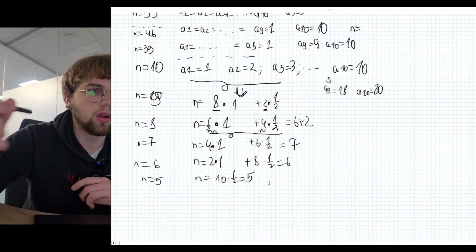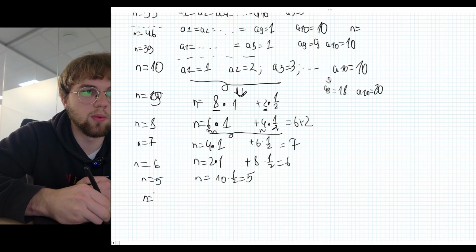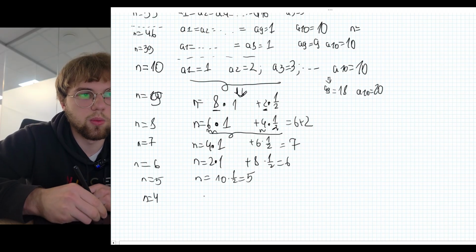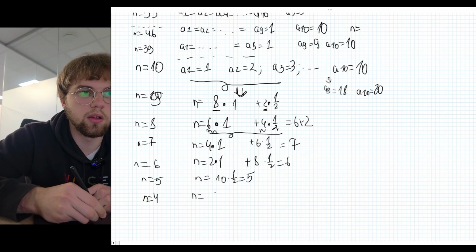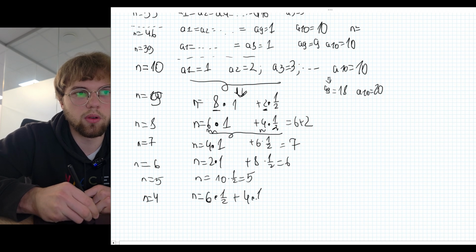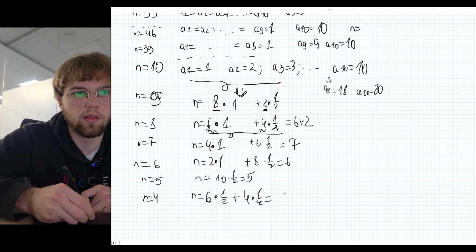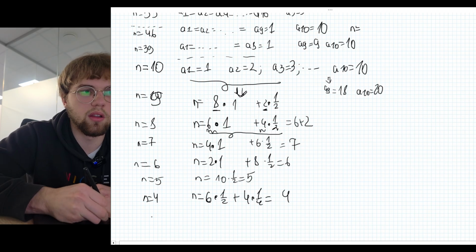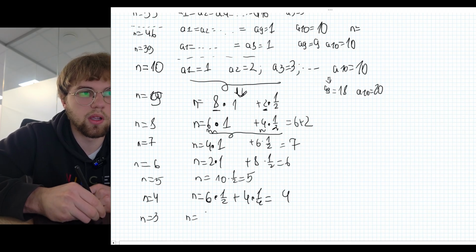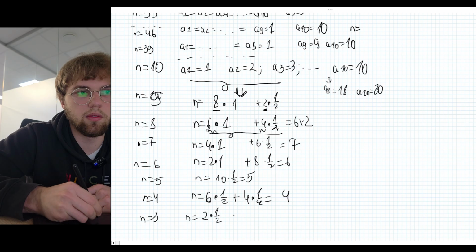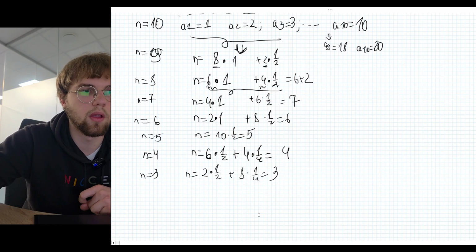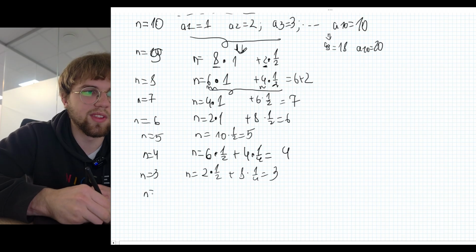And basically we're almost done. n equals 4. So what do you do now? n equals 6 times 1/2 plus 4 times 1/4, and this is 4. n equals 3. You pick 2 times 1/2 plus 8 times 1/4. We have 3. And we're almost done.